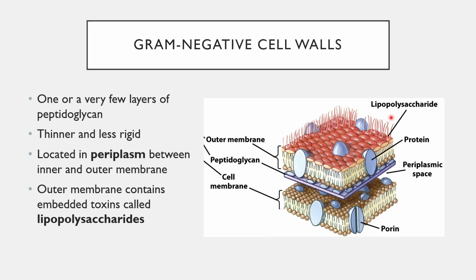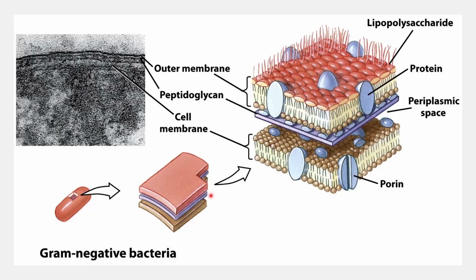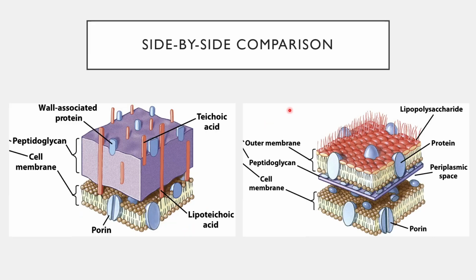The thinness of the wall furthermore leads it to lack the teichoic and lipoteichoic acids that we saw in gram-positive cell walls. So here's a closer look at the gram-negative cell wall. As we can see, there's an outer membrane, a thin layer of peptidoglycan, and then an inner cell membrane. And here's a side-by-side comparison of the gram-positive cell wall on the left and the gram-negative cell wall on the right.